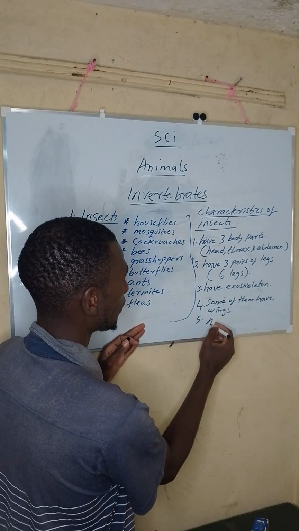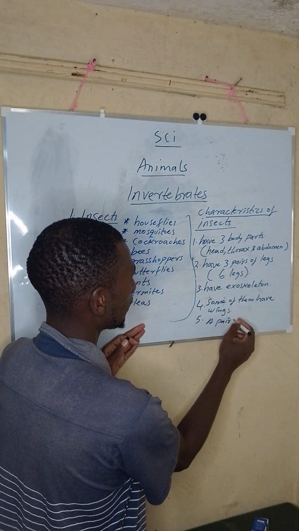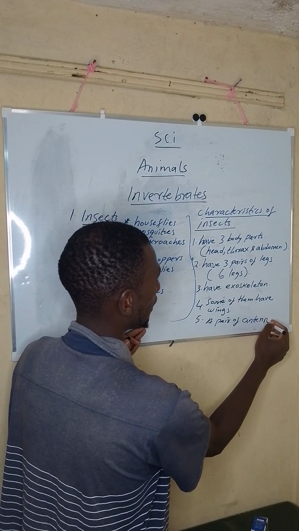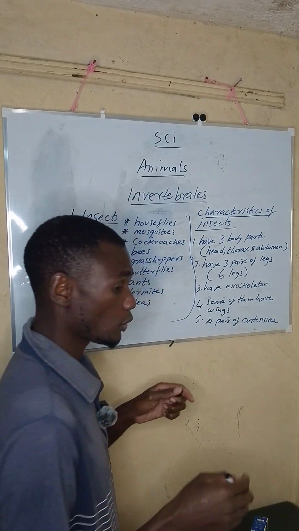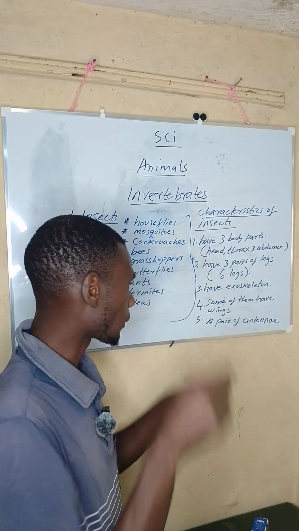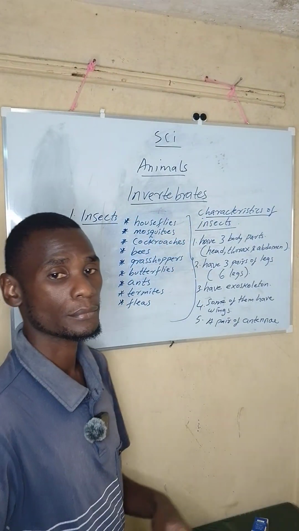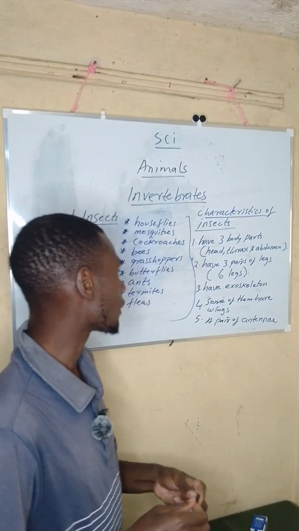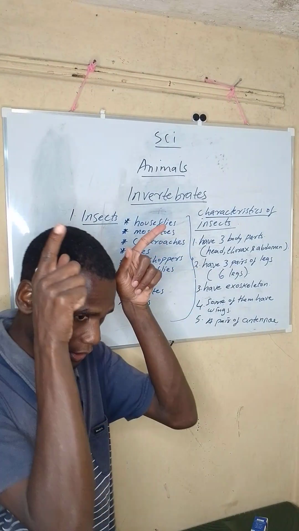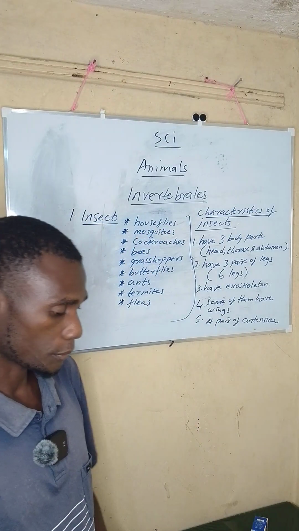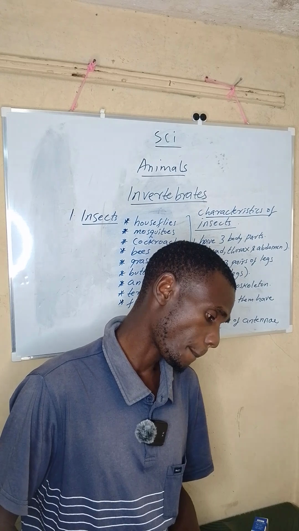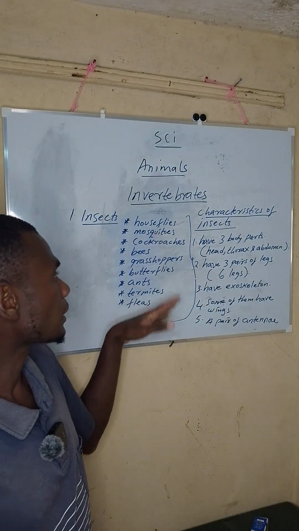Then maybe the last characteristic here is that they have a pair of antennae. Antennae, those feelers, some people call them feelers. All of them have that. This group has a pair of antennae. That means there are two. So pair means two.